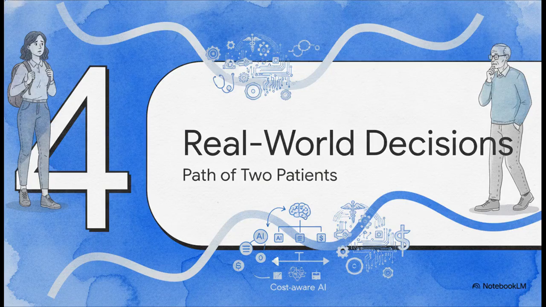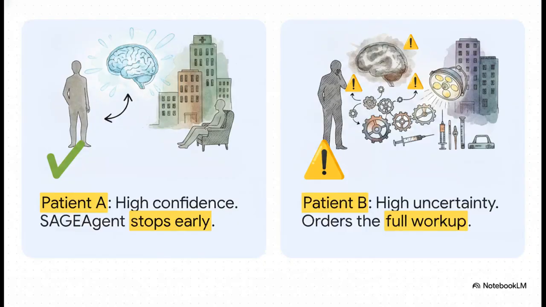Section 4. Real-world decisions. Let's look at the path of 2 distinct patients. It's one thing to see a flowchart, but let's see how this chain of thought reasoning handles 2 completely different humans walking into a clinic. We have patient A and patient B. For patient A, the MRI comes back with very clear markers. SAGEAgent's clinical tools report high confidence. Its episodic memory finds similar cases that didn't need any further testing. So, SAGEAgent safely stops early, entirely sparing patient A from a surgical brain biopsy.